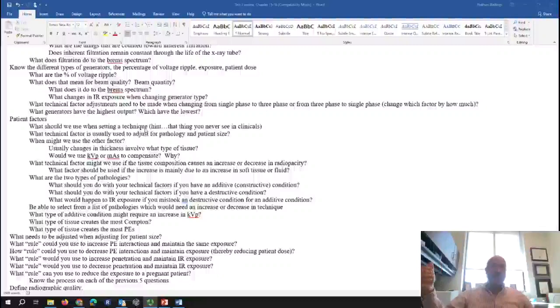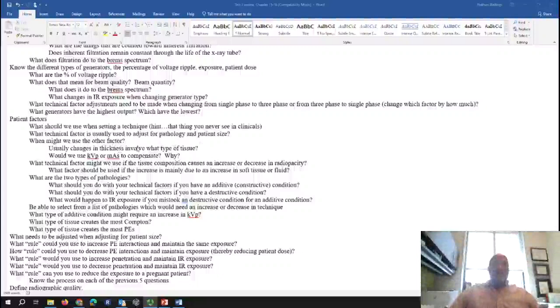So most of the time, whenever we adjust for pathology, regardless of whether it's pathology or patient size, the technical factor that we're going to use most of the time would be mass, especially with patient size where we've got an increase in soft tissue. But sometimes we can use kVp. Most of the time that we're going to use kVp is whenever we have an increase in true density. So bone, if we have an overgrowth of bone, or we introduce something like a contrast media inside of the patient, we're going to need an increase in kVp.